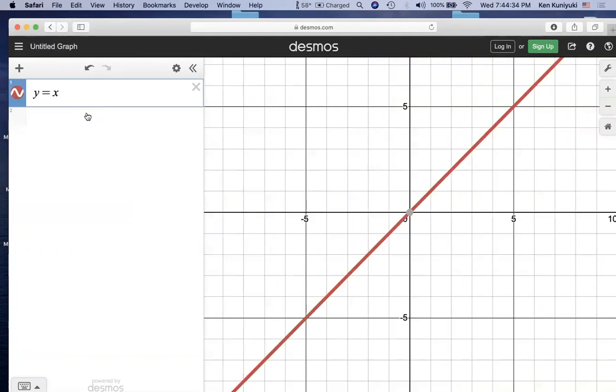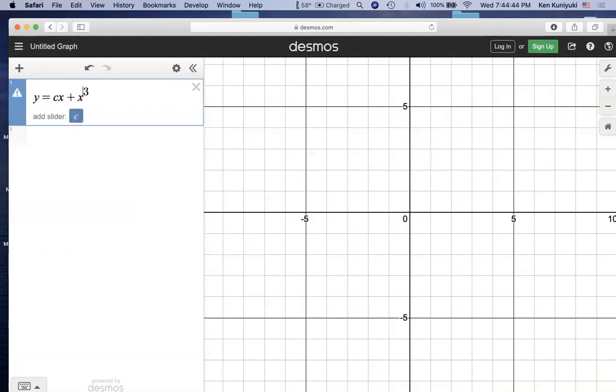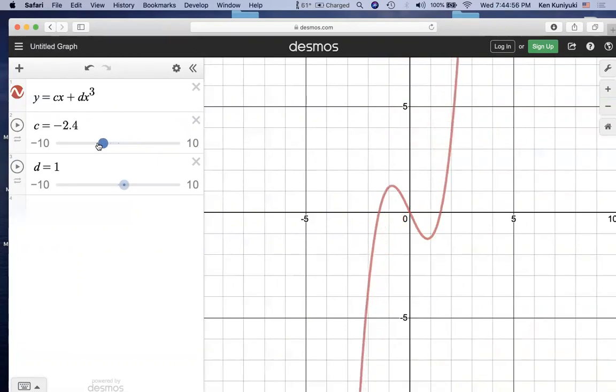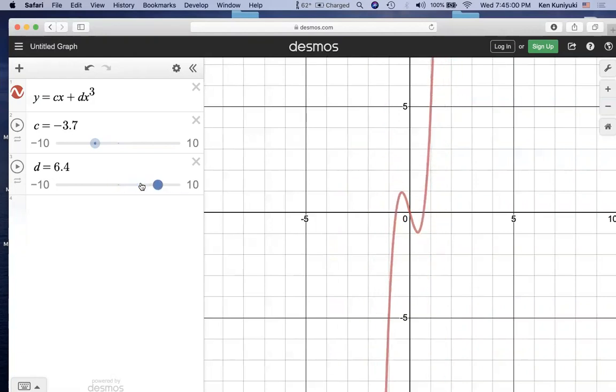If I have y equals x plus x cubed, that's also an odd function. We have symmetry about the origin. In fact, I could go y equals cx plus dx cubed, and I can slide over real values for c and d. So c could be various values, d could be various values, and we retain that odd property. The graphs are still symmetric about the origin.